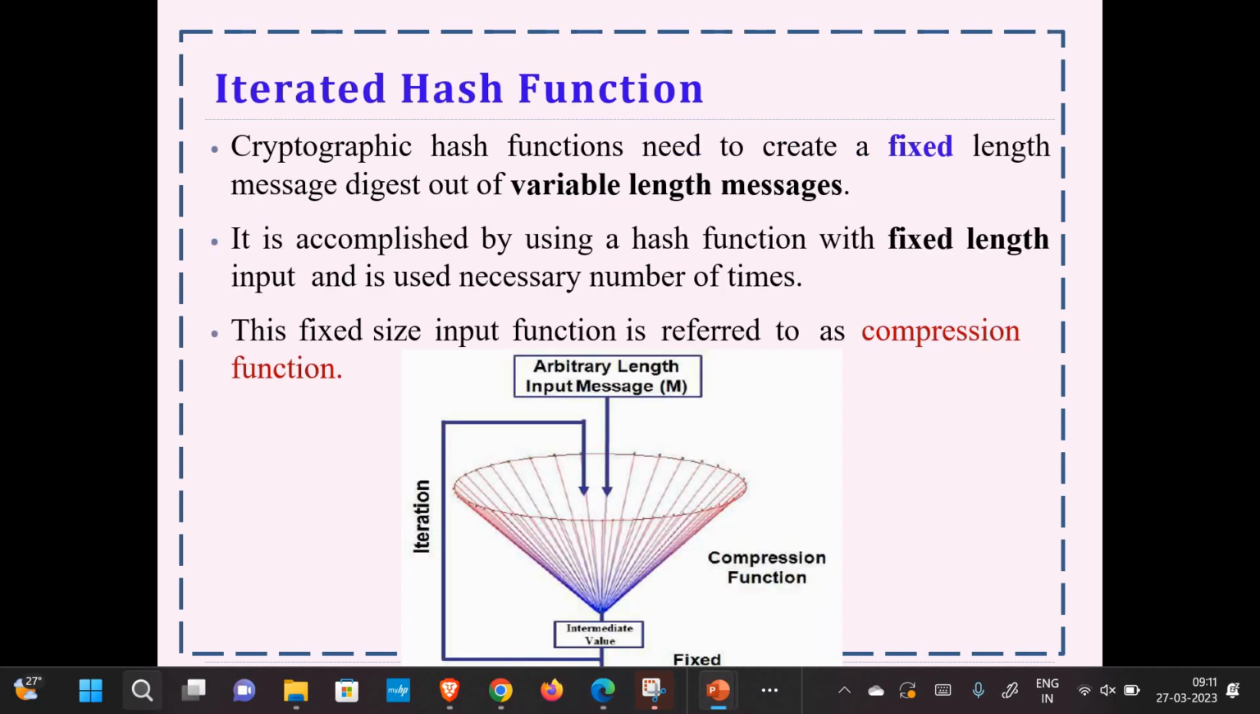So this is a very simple diagram to explain what exactly an iterated hash function is. If you observe over here, the arbitrary input message will be of length m, because we don't have any control on the data which is coming. What we can control is that we can generate some kind of compression function. This is nothing but the H function. The compression function is nothing but the cryptographic hash function, which will generate some kind of fixed value over here.